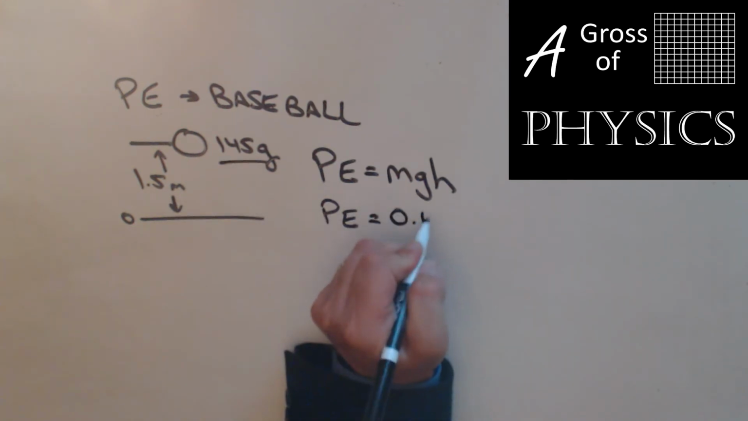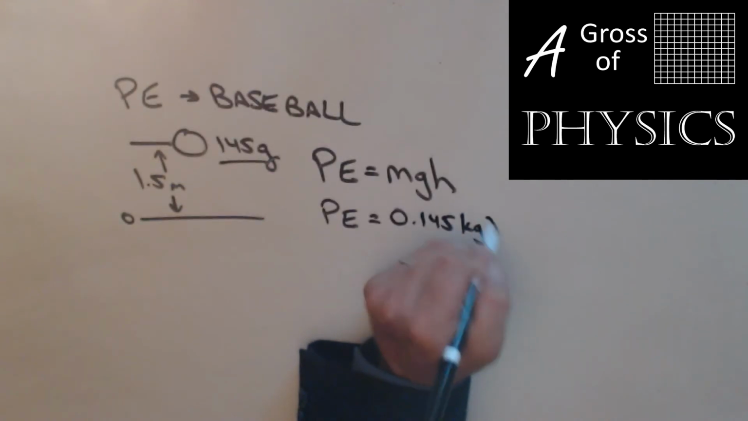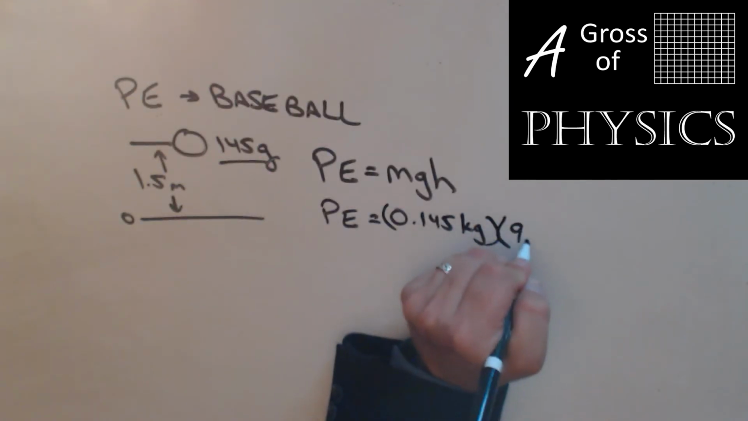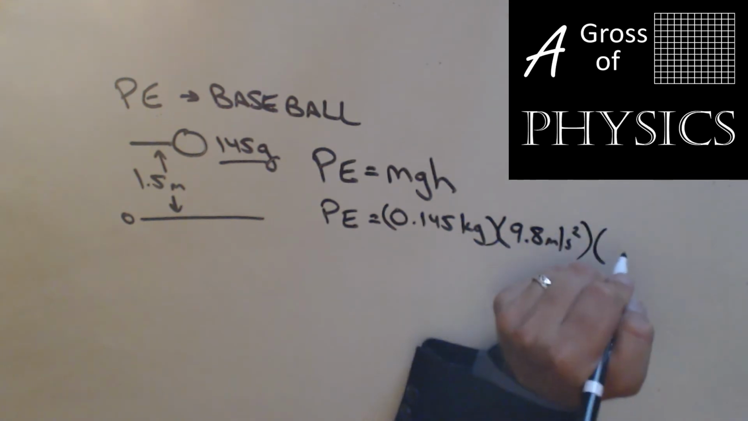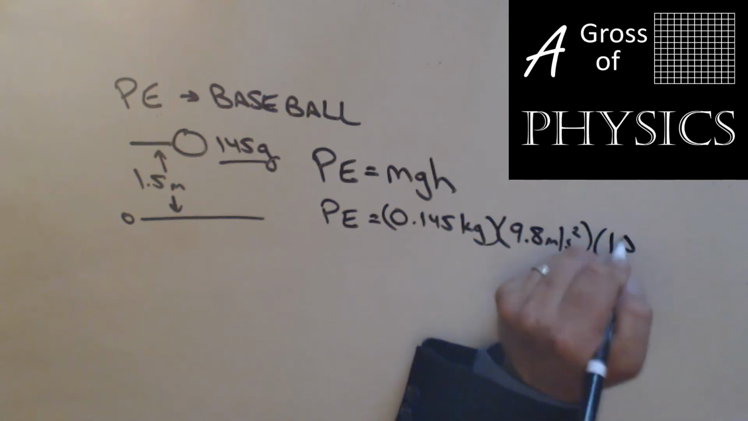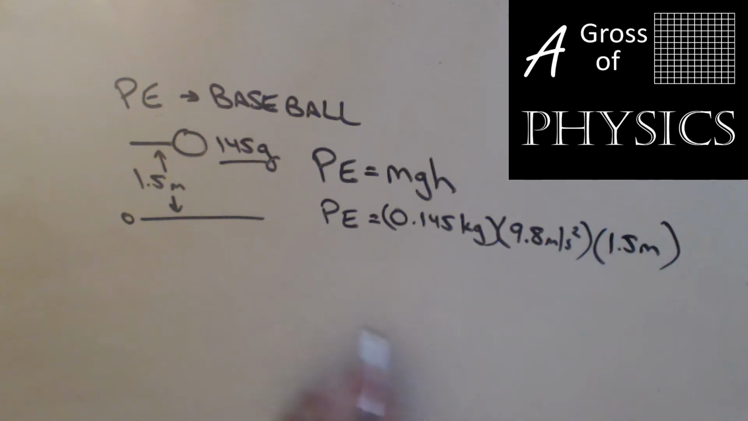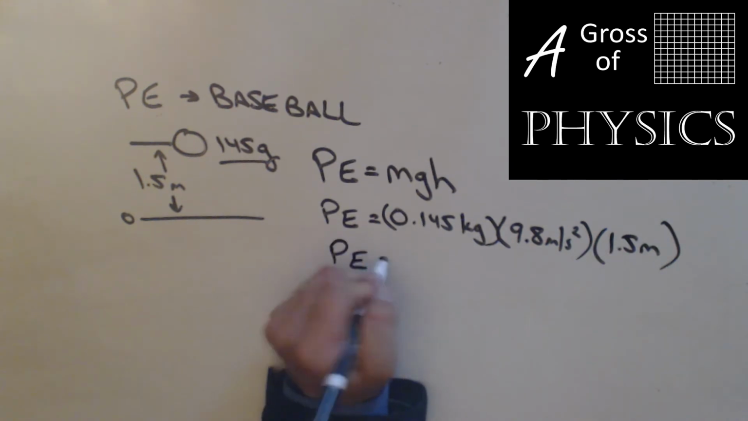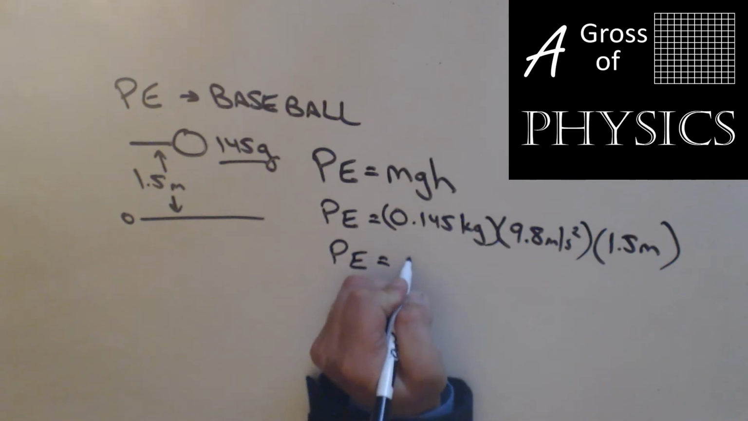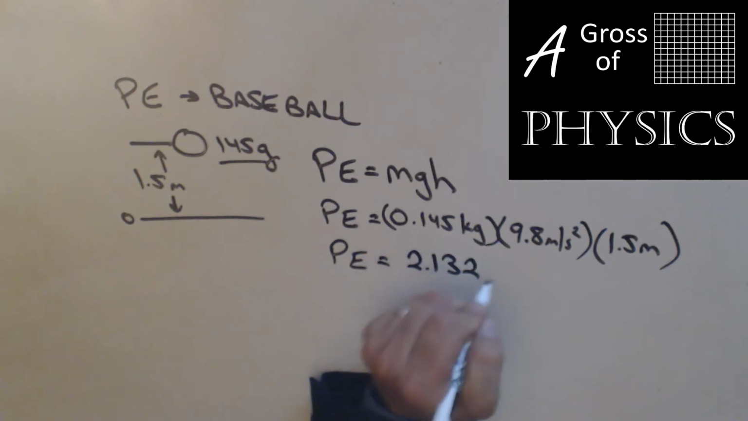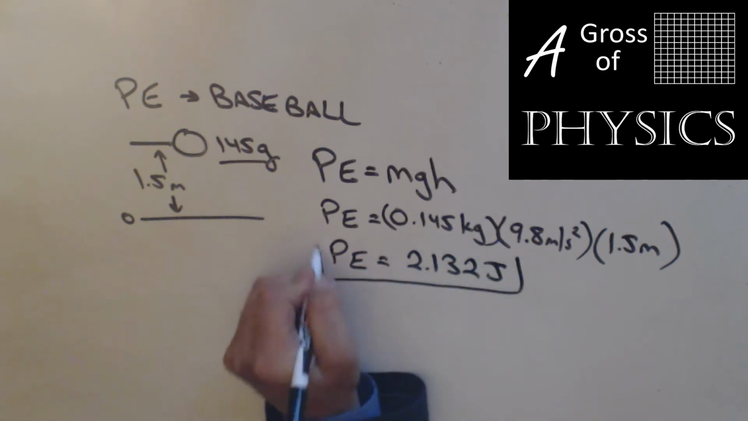So 0.145 kilograms times 9.8 meters per second squared times the height, which is 1.5 meters. We multiply across, and we will find the potential energy in joules. 0.145 times 9.8 times 1.5 yields 2.132 joules.